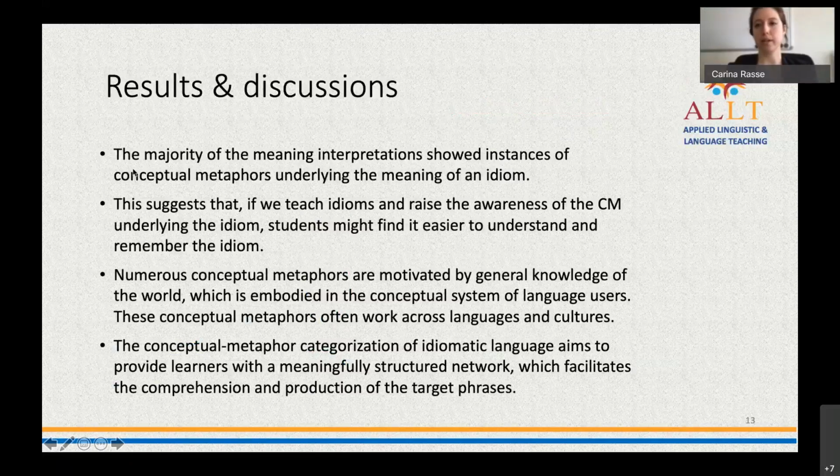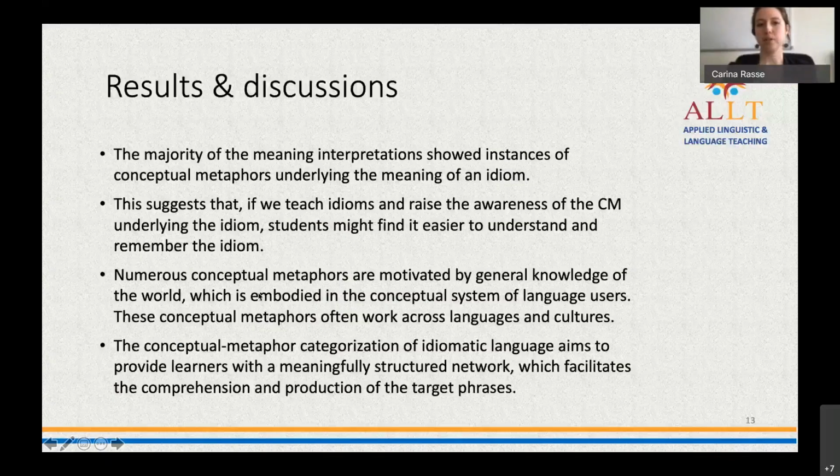I looked at all the meaning interpretations, and the majority showed instances of conceptual metaphors underlying the meaning interpretation of the idiomatic expressions. To me, this suggests that if we teach idiomatic expressions and raise the awareness of the conceptual metaphor underlying the idiom, students might find it easier to understand and remember that idiomatic expression.